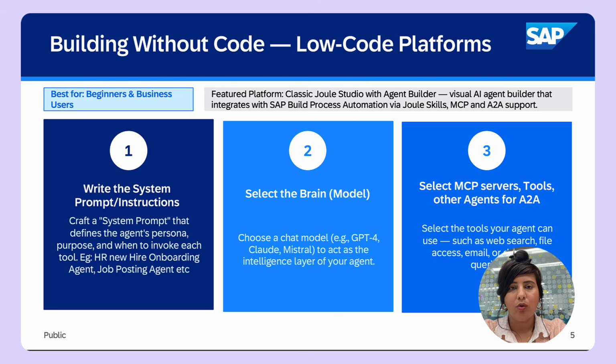Then select the model, that is the brain of the AI agent. SAP supports all leading LLM providers like OpenAI, Mistral, Anthropic. We could use any of the LLMs depending on the requirement. Then third is the tool access. Tools could be accessed directly or via MCP servers. Now the tool access is standardized using the Model Context Protocol that is supported on SAP BTP. We can perform actions such as web search, access to files, email servers, or database queries.